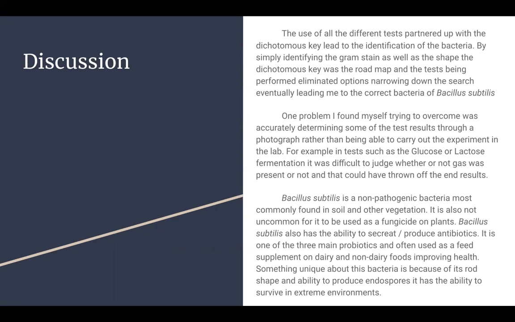But a little bit about the specific bacteria. My bacteria, like I said, Bacillus subtilis, is most commonly found in soil and other vegetation. It's not uncommon for it to be used as a fungicide on plants. It has the ability to secrete and produce antibiotics. It's one of the three main probiotics, often fed to dairy and non-dairy foods, so it shouldn't be harmful. It should actually improve health. Something unique about the bacteria is that, because of its rod shape and its ability to produce endospores, it has the ability to survive in extreme temperatures.